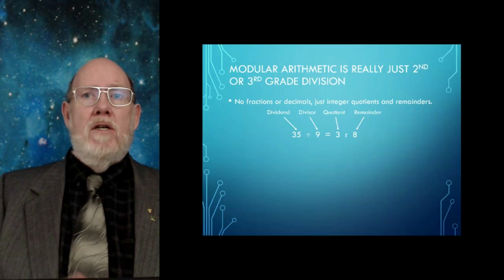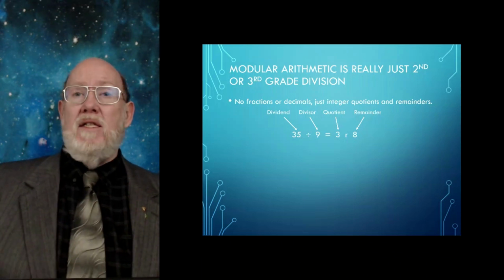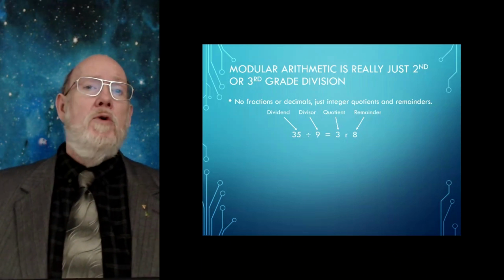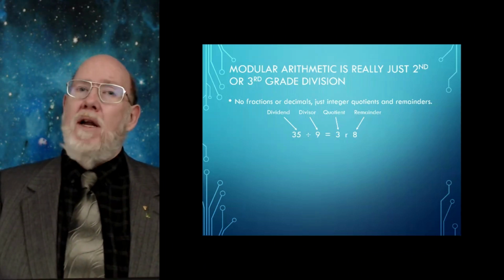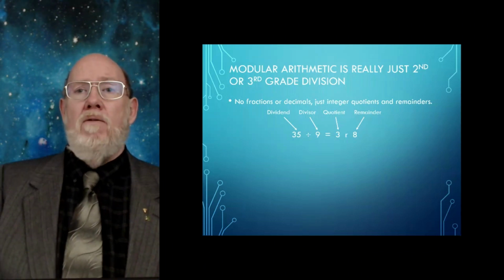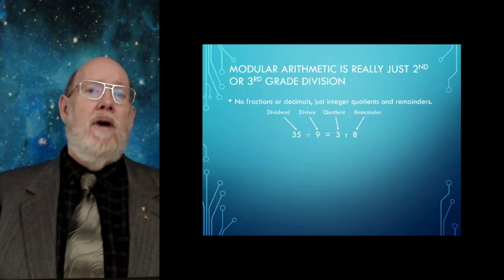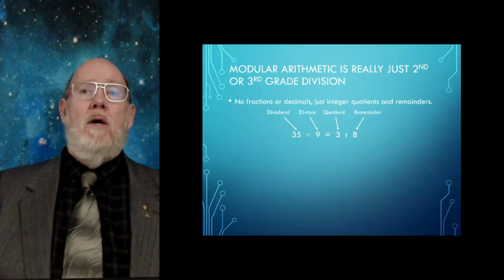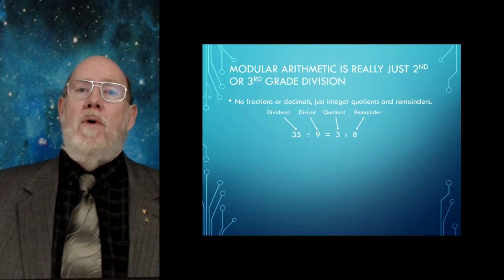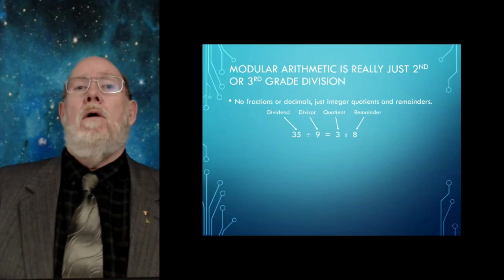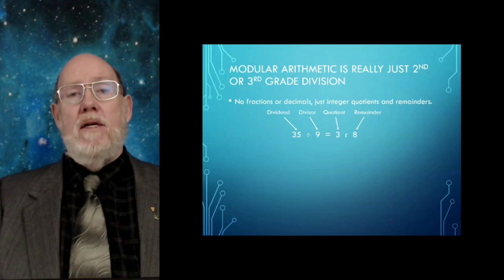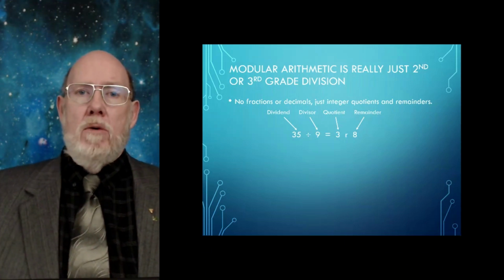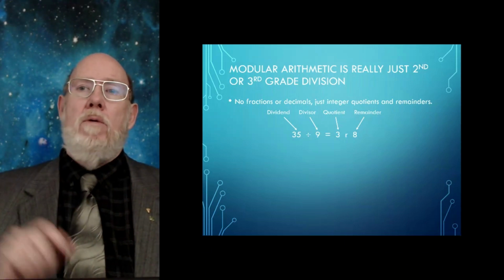Modular arithmetic is really just how you did division back in second or third grade before you knew about fractions or decimals. It was right after you learned that not everything can be divided evenly. For instance, 35 can't be divided evenly by 9, so how do we deal with it? Well, if all we know about are natural numbers, then we say that the answer is 3 with a remainder of 8. All modular arithmetic does is focus on that remainder.